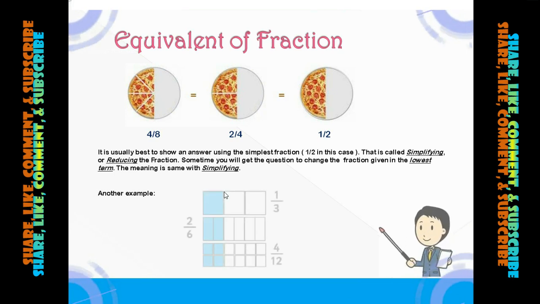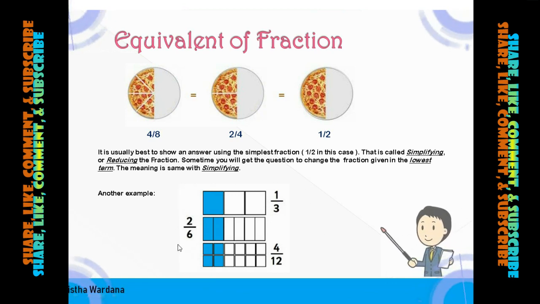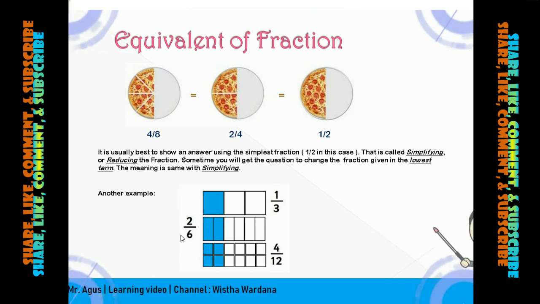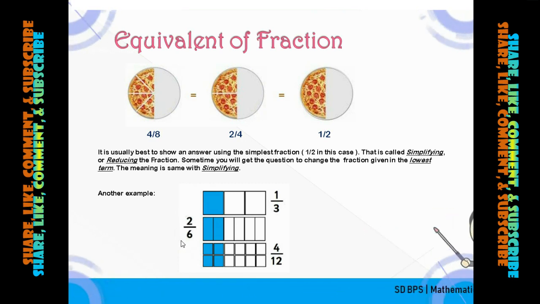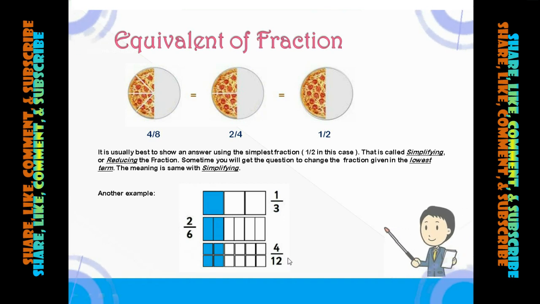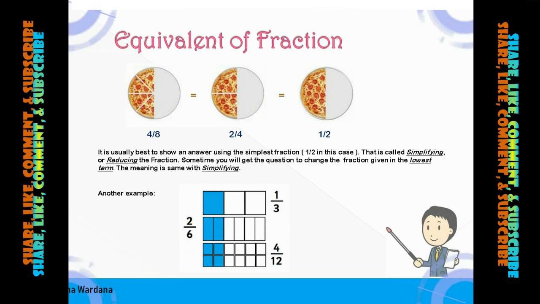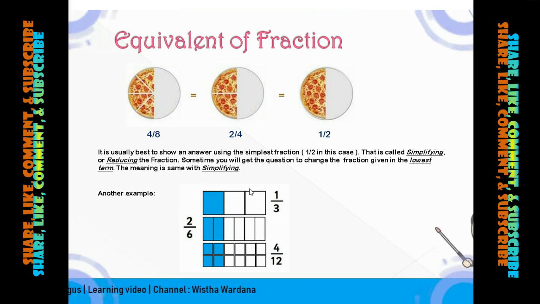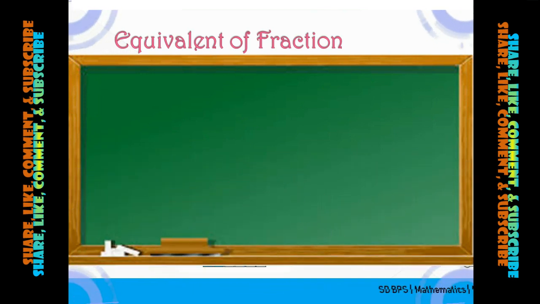Another example, look at this next example. I think that is clear also. 1 per 3 is equivalent to 2 per 6 and equivalent to 4 per 12. I think we have no question about this one. Let's continue. Okay, let's try finding some equivalent fractions from the fraction given.